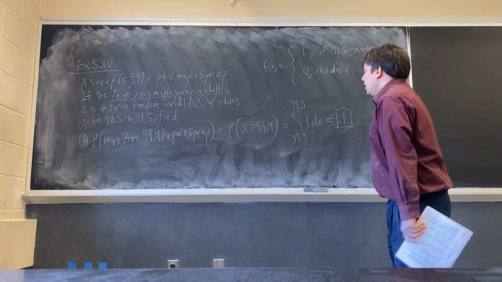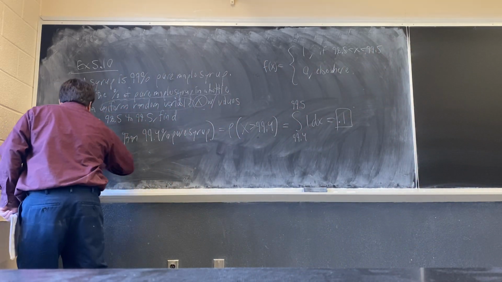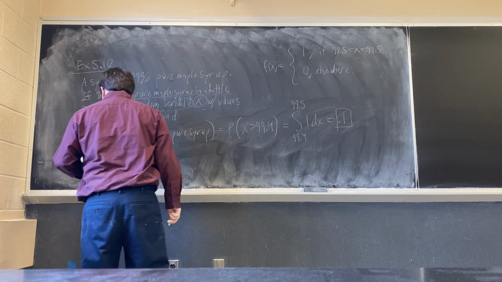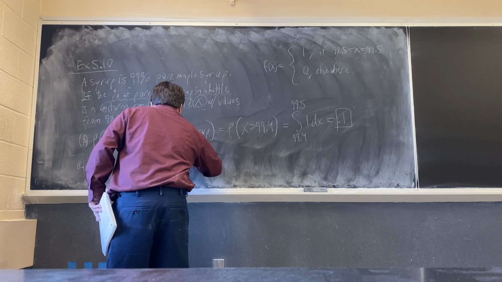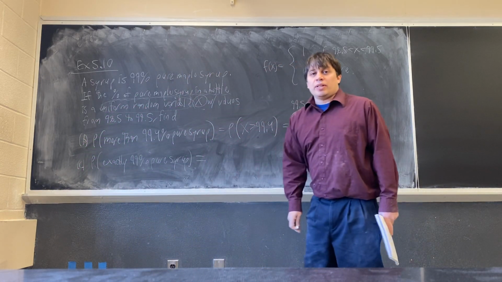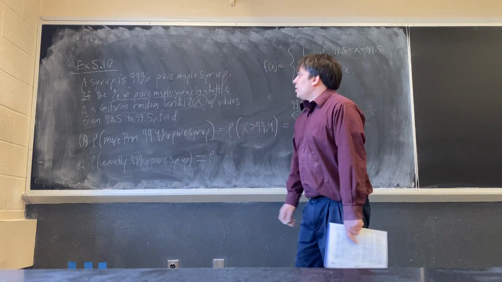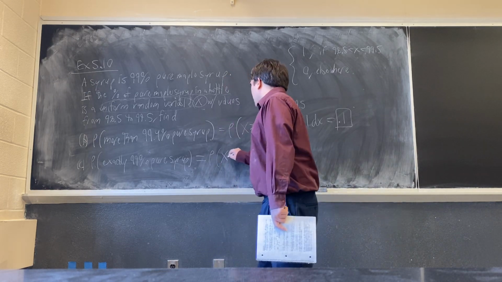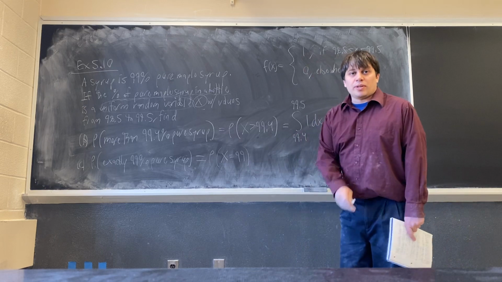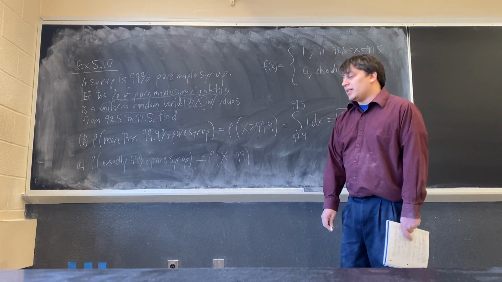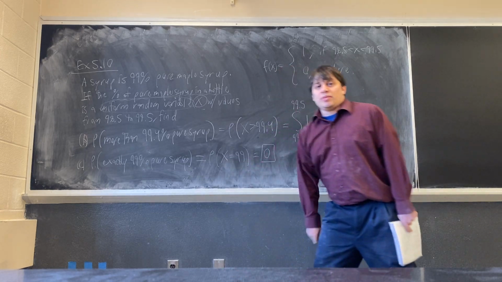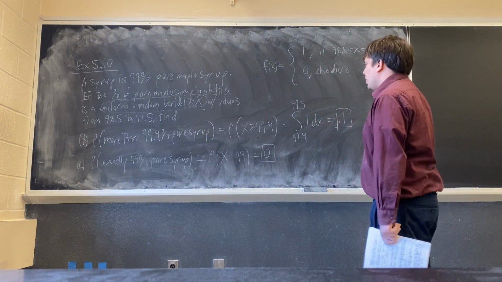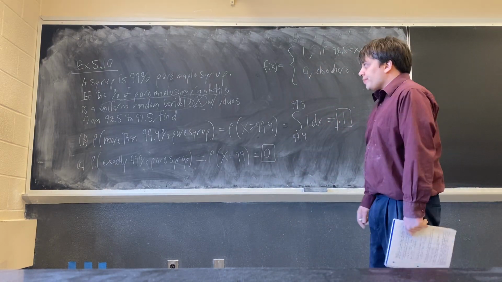Okay? And then for part C, we want to find the probability that we have exactly 99% pure maple syrup. Well, we're talking about a continuous random variable, right? It's a uniform random variable, but it's also a continuous random variable. And so we want the probability that x is equal to 99. x is the percent of maple syrup. And so we want to know the probability that x is equal to 99, and that's 0. The probability that a continuous random variable is equal to some distinct number is 0, always. And so part C is 0. Okay?